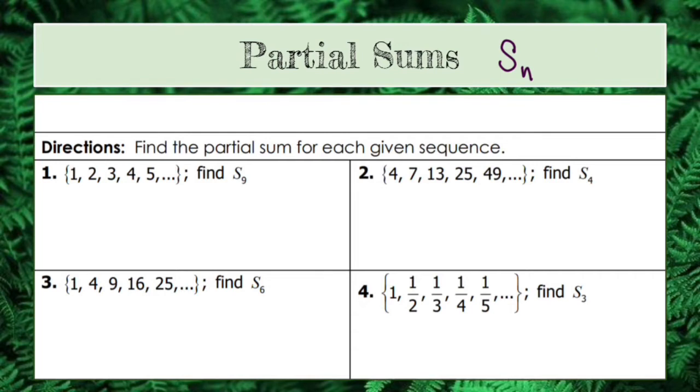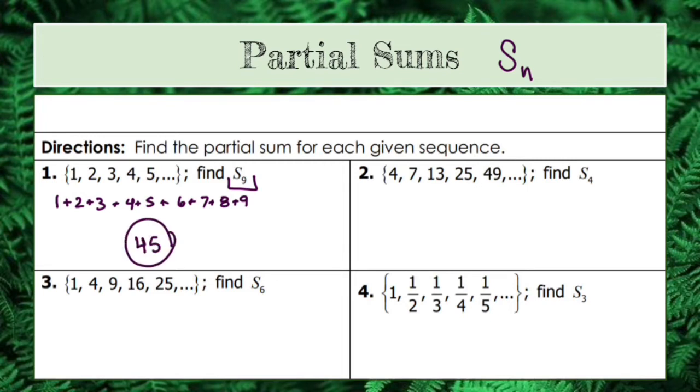All right, so we have number 1. Find the partial sum for each given sequence. We want to find S sub 9. So that means the first 9 terms of the sequence. Well, the pattern here, 1, 2, 3, 4, 5, is just adding 1 each time. So our sum is going to be 1 plus 2 plus 3 plus 4 plus 5 plus 6 plus 7 plus 8 plus 9. And that equals 45.